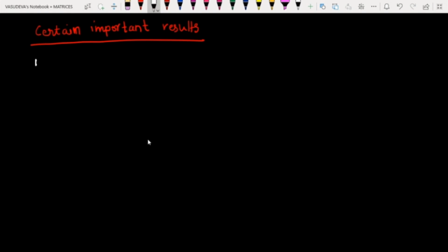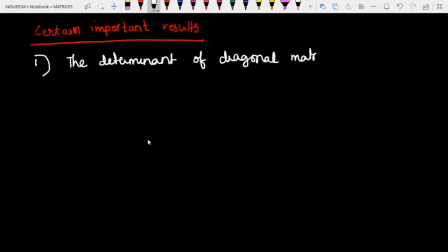By evaluating the determinant, we get certain important results. Now consider them one by one. One is the determinant of a diagonal matrix. The determinant of a diagonal matrix is the product of the diagonal elements.